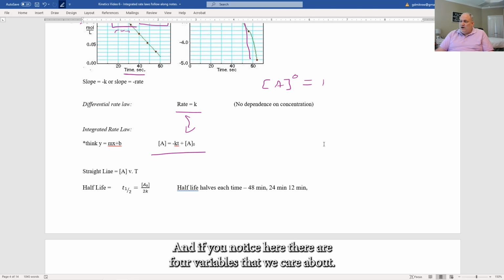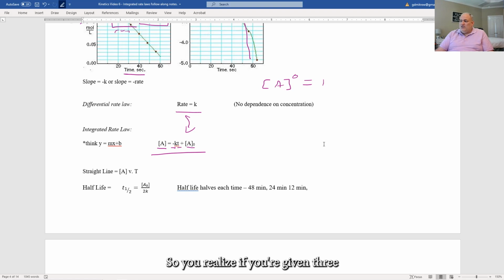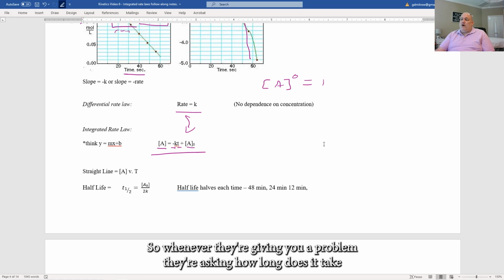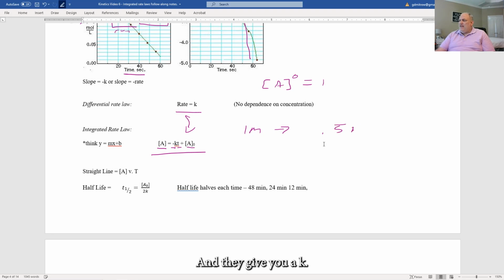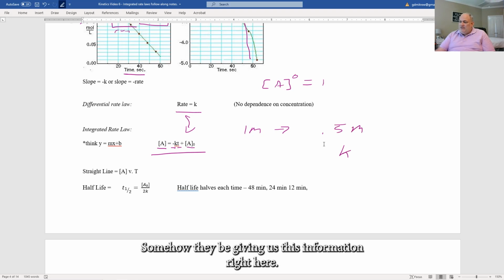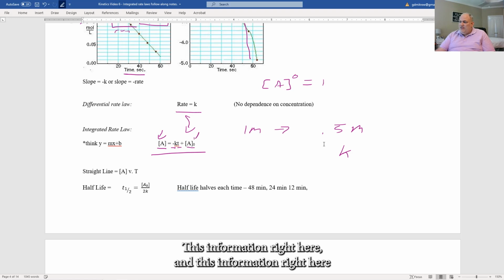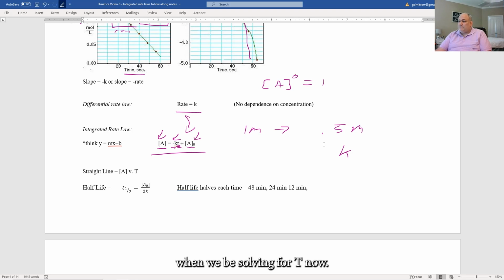This is the integrated rate law, and if you notice here, there are 4 variables that we care about. There's the concentration of A, there's the initial concentration of A, there's time, and there's a constant. So if you're given 3 out of those 4 variables, you can solve for the 4th. Whenever they give you a problem asking how long it takes for the concentration to go from 1 molar to 0.5 molar, and they give you a k somehow, they'd be giving us this information right here, this information right here, and this information right here, and wouldn't we be solving for t?